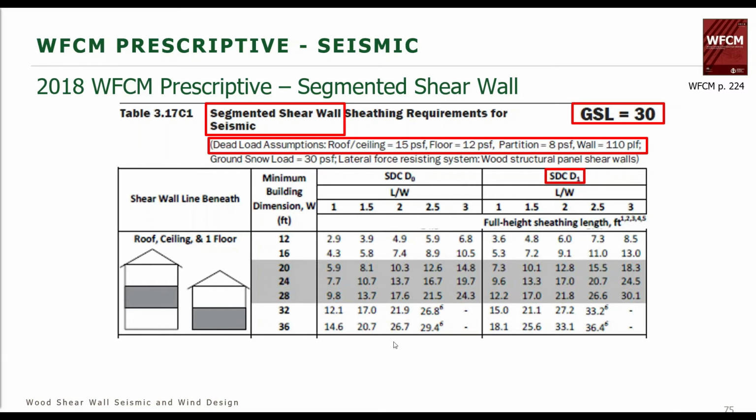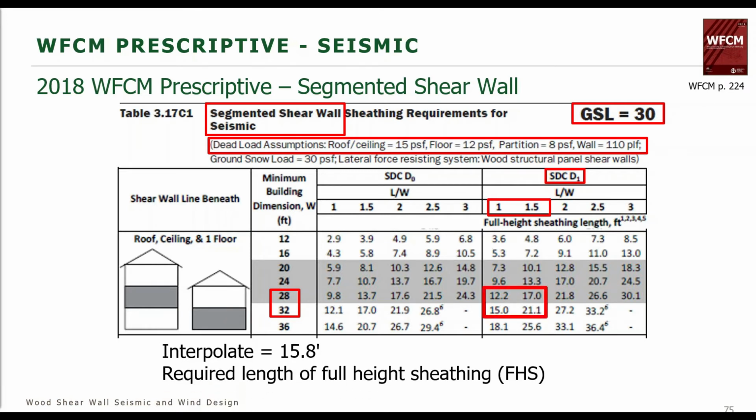This is just a truncated table. We also cover D0, D1, and D2. We have our aspect ratio of 1.2, and our building width is 30 feet. Because we don't align with the specific rows and columns here, we need to do some linear interpolation. So we come up with 15.8. That is the required full height sheathing for our segmented approach.